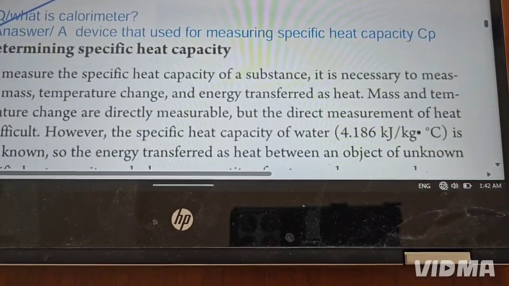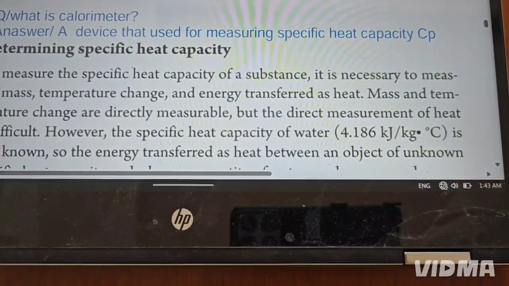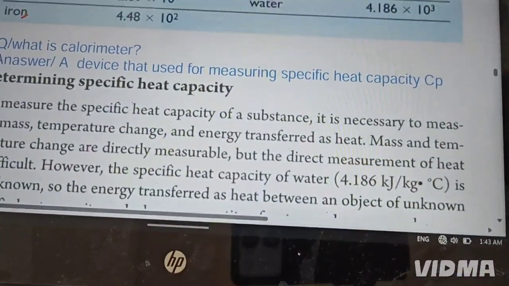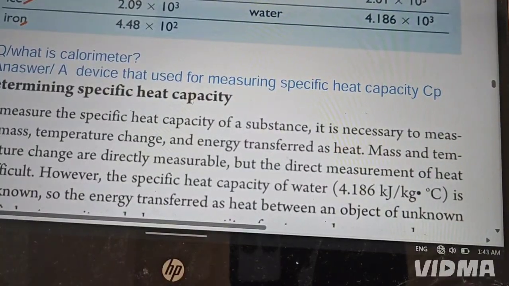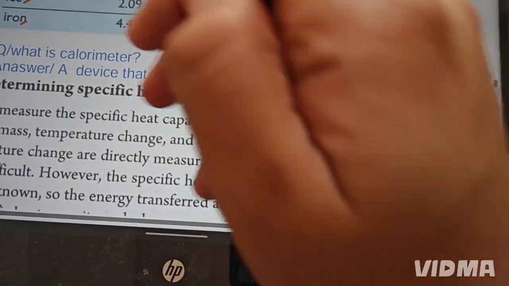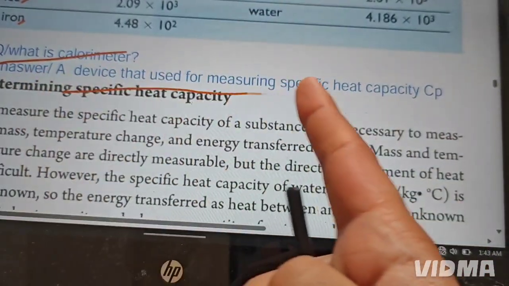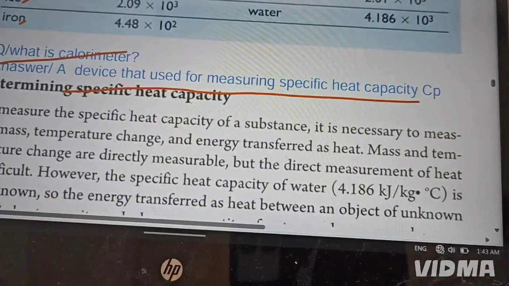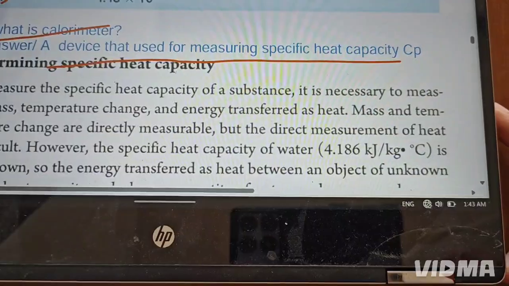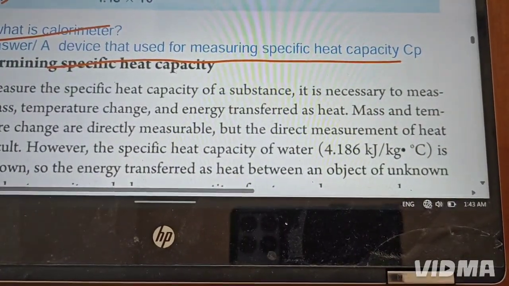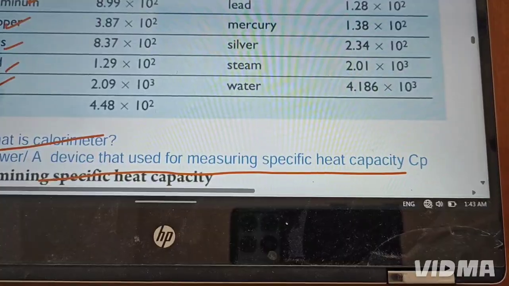What is a calorimeter? If you remember, in section 1 we studied the thermometer. I told you a thermometer is a device for measuring temperature. This is the same thing, but this is a calorimeter. A calorimeter is a device used for measuring Cp, or specific capacity. By this device, we can find the specific capacity of each substance.